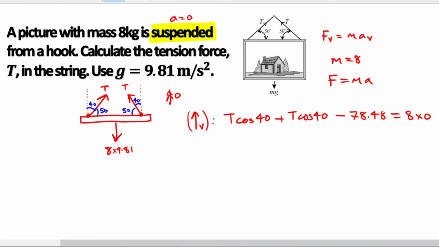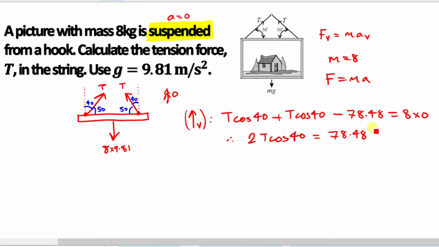And that's it, guys. Now all you want to do is finish it off and make T the subject. So what I usually do is collect these two together. Combine these two, you get 2 lots of T cos 40 equals 8 times 0, which is nothing. Move the negative 78.48 across, it becomes plus 78.48. And now all you want to do is divide that by 2 cos 40.